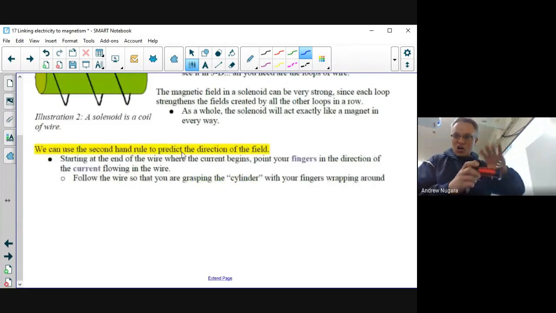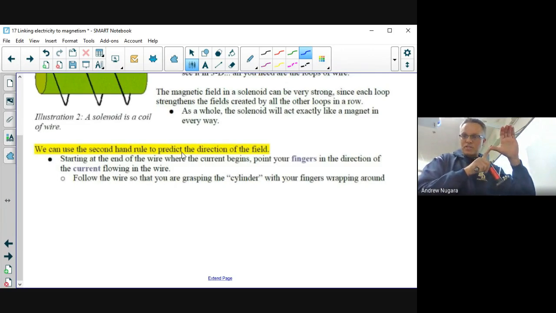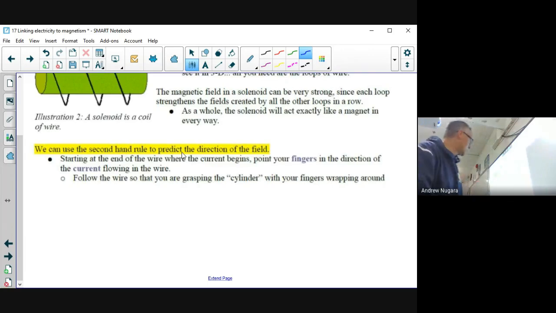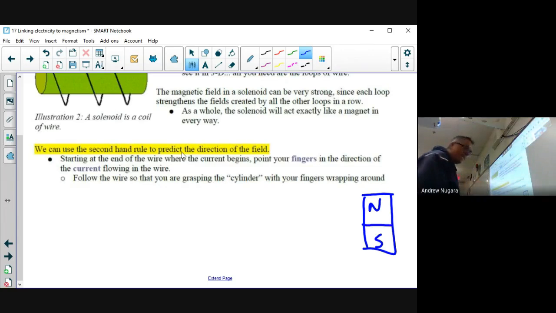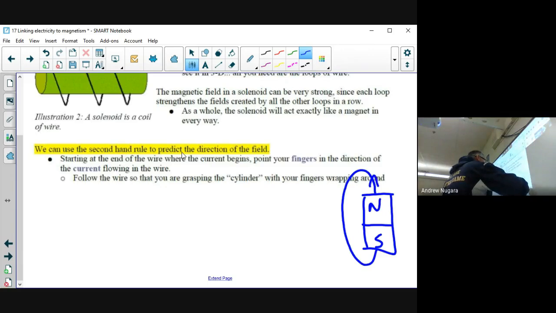So how do we determine what the rule for the second hand rule is? You curl your fingers in the direction of the electron flow, and your thumb points in the direction of the magnetic field, or to the north end of the magnet, because as we all know, a magnet has a north and a south. Magnetic field lines always go from the north to the south.